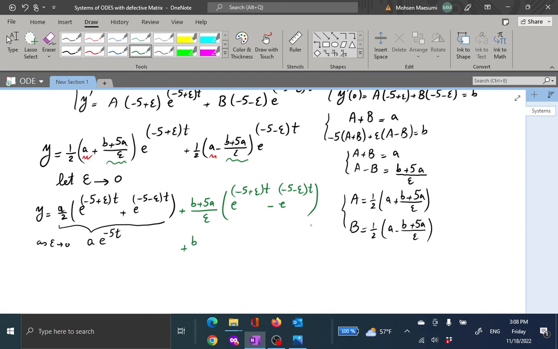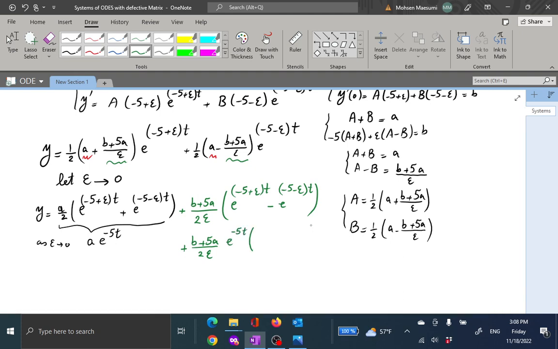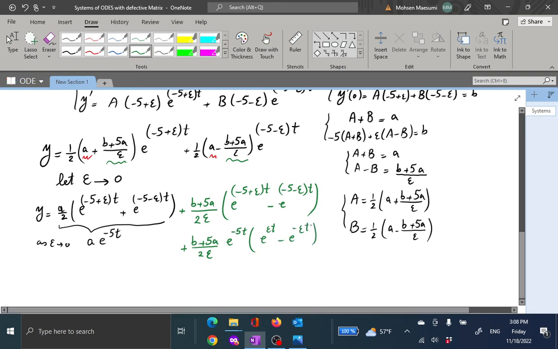So b exponential of... I forgot one thing. There was a factor of 2 here as well. I forgot that. Let's put it back here. So it was 2 epsilon, b plus 5a over 2 epsilon. I factor exponential of minus 5t, which is common to both of these things, just to make things stand out. I'm left with exponential of epsilon t and minus exponential of minus epsilon t.